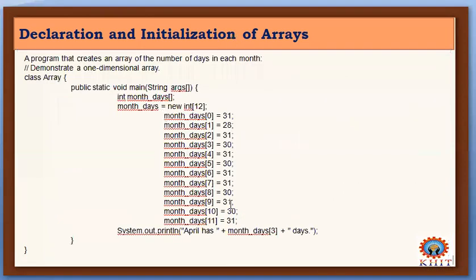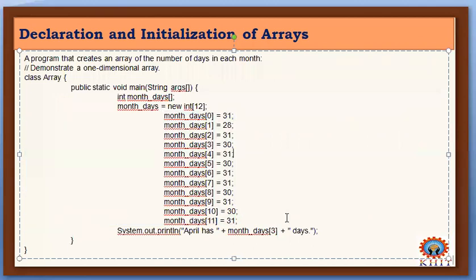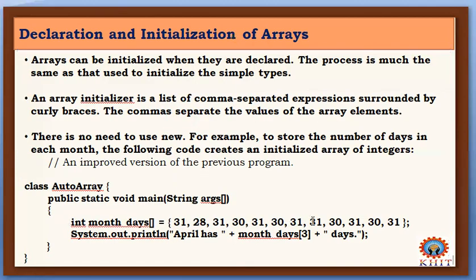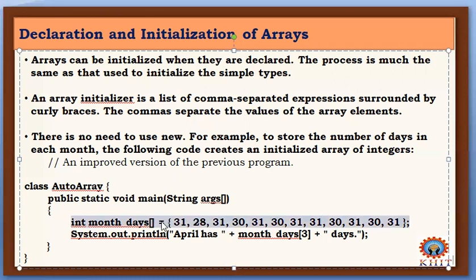If we do it the other way, it takes so many steps, but here we are covering all the things in a single step. So obviously here we don't need to mention the size. No need to mention the size. So automatically 0 index will take 31 value, 1 index will take 28, 2 index will take 31, 3 index will take 30. Like that it will continue.